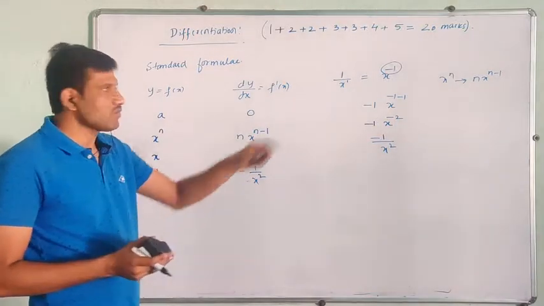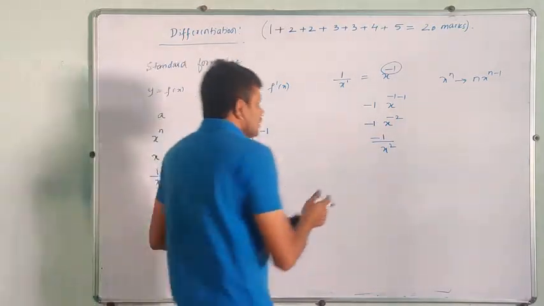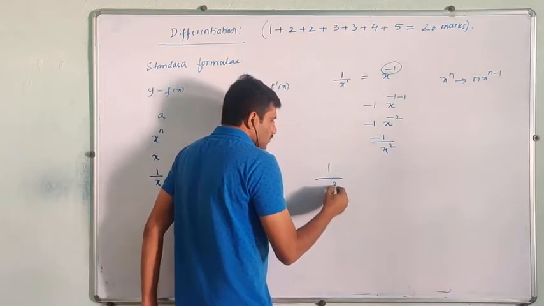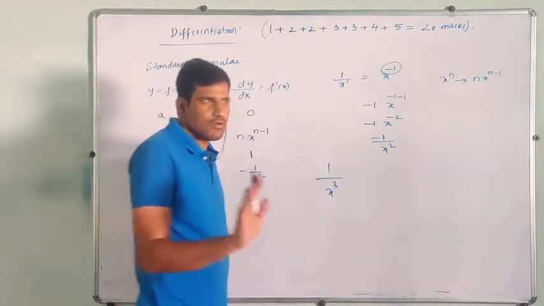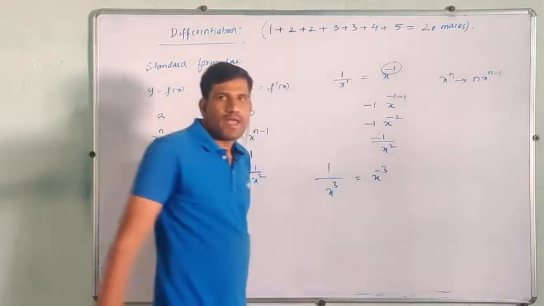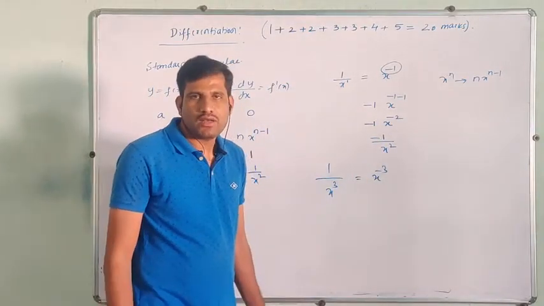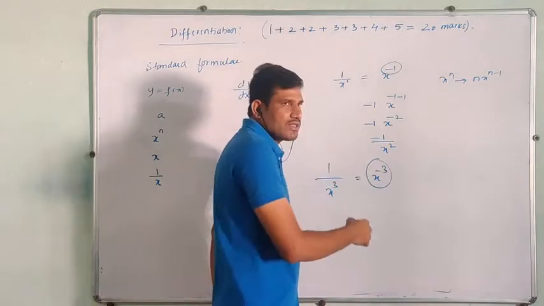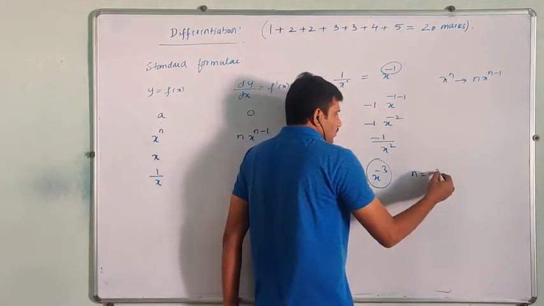This we are also getting by using the x raised to n formula. Similarly, I will write the derivative of 1 by x cube. Just remember that 1 by x cube is nothing but x raised to minus 3. Now this is the form of x raised to n, where n is equal to minus 3.